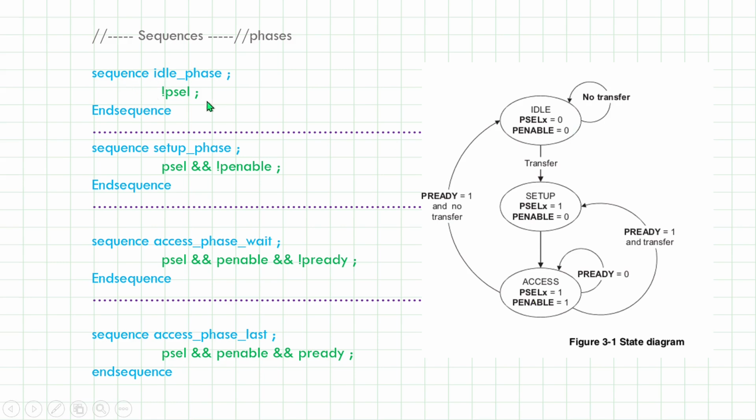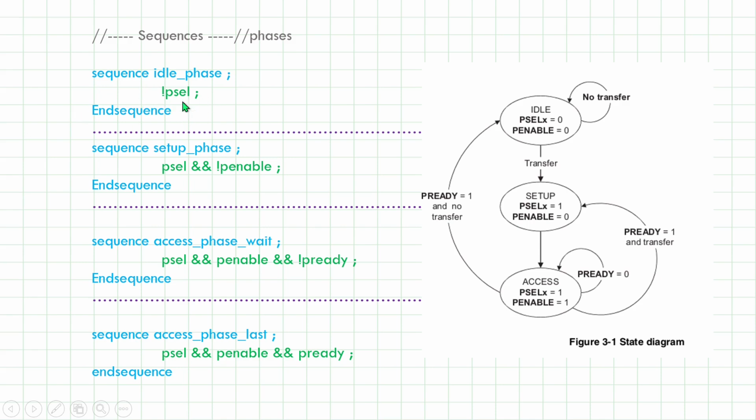In the idle phase, P select should be 0, and nothing else should be 1, like P enable or anything. So this will be our idle phase. Second, our setup phase: P enable should be 0 and P select should be 1. This is our setup phase condition. Third is the access phase wait condition, because before P ready this condition comes: P select and P enable are 1, but P ready is not available, so this is the wait state. After P ready is received, we get our last state, the access phase last. So this is the sequence.